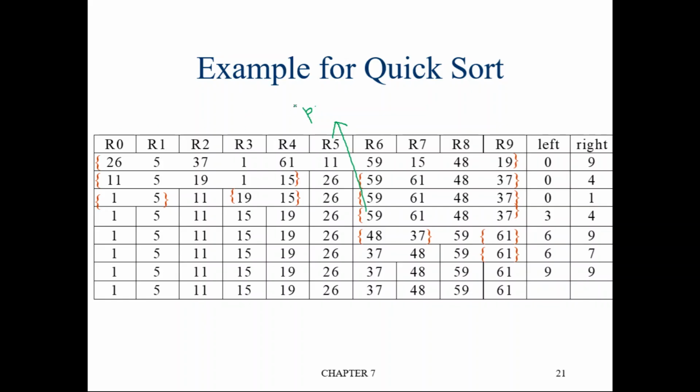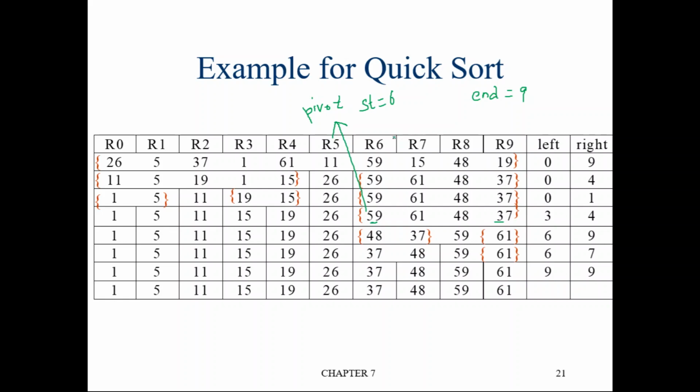This is nothing but pivot. And start is pointing to where? Start is pointing to 6 and end is pointing to 9. So start is 6 and end is 9. Okay, fine. So again, what should we do?